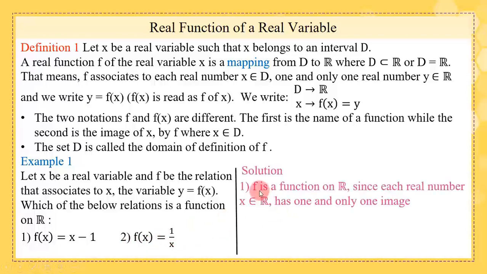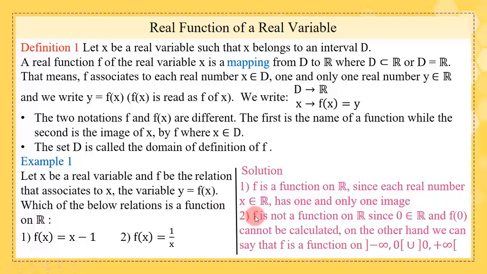Solution. 1. f is a function on R since for every real number x belonging to R we have one and only one image. While in 2, f is not a function on R because 0 belongs to R, while f of 0 cannot be calculated since f of 0 equals 1 over 0, which does not exist. So f is not a function on R, but if we exclude 0 from the domain of definition, f will be a function on minus infinity to 0, union from 0 to plus infinity.